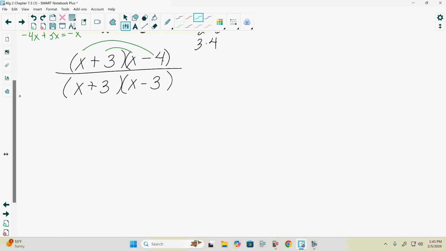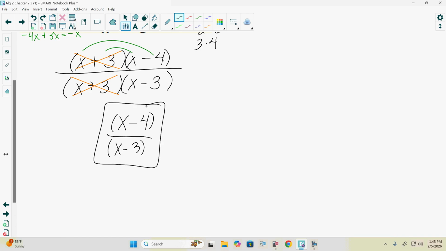Because now, just like we did the other day, we could split that x plus 3 over x plus 3. It's just 1 fraction multiplied by the x minus 4 over x minus 3. X plus 3 over x plus 3 simplifies to 1, leaving us with x minus 4 over x minus 3. Now we can't simplify that any further because those are stuck together. That's just simplified as it gets.